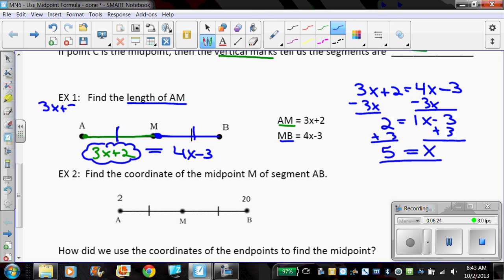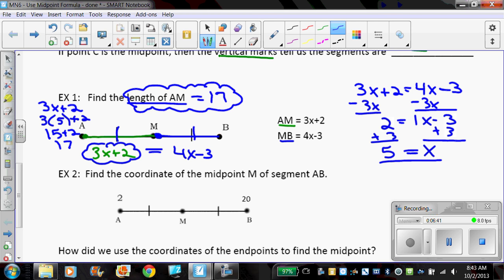So I'm going to just do the work right here off to the side. 3x plus 2. I'm going to go 3 times the 5 plus 2. We have 15 plus 2, which gives me 17. So the length of AM is 17 units long. Now, if you put that 5 in for this x value for MB right here, you would also find that it is 17 because, of course, M is the midpoint. So each length is 17.